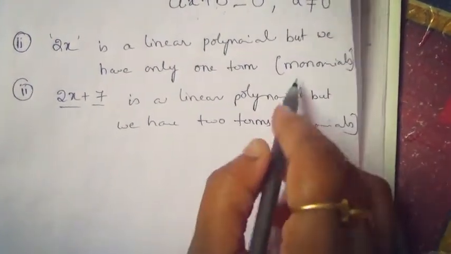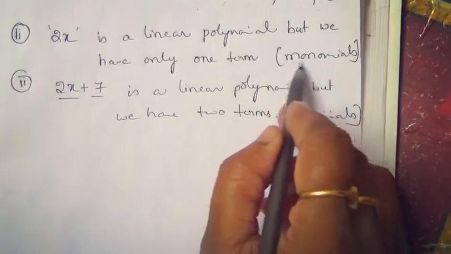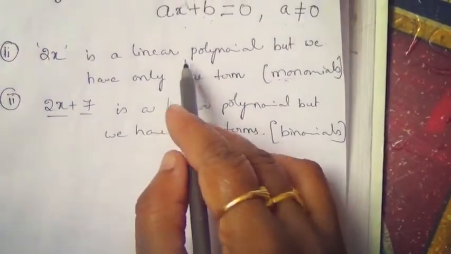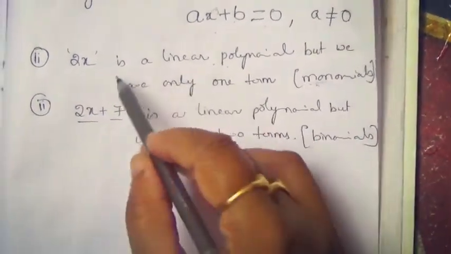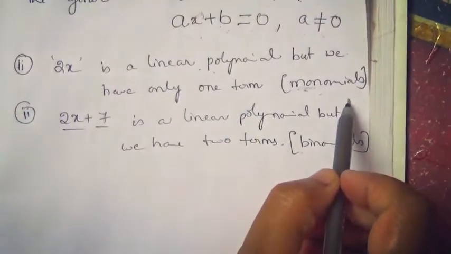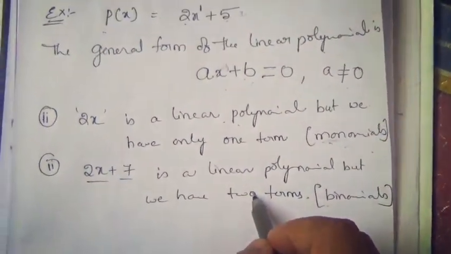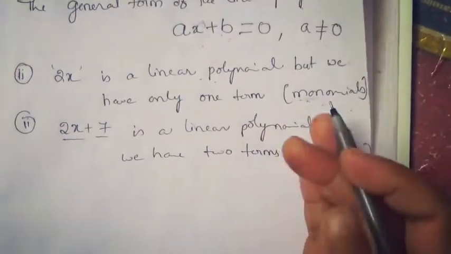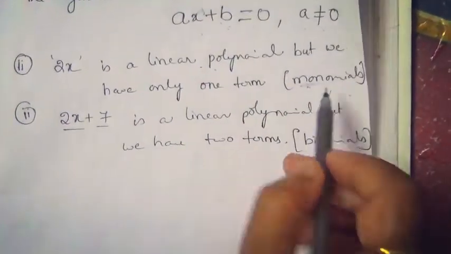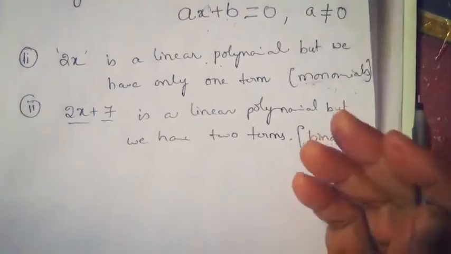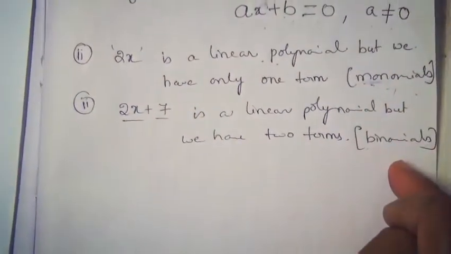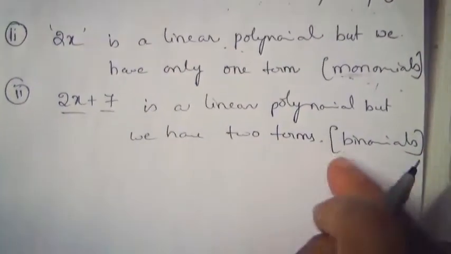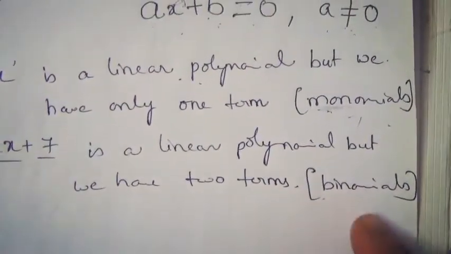Bi means 2. Mono means 1. Mono means only a single term, but it is linear. For this kind of polynomial we call it a monomial. Not only linear polynomials, but quadratic and cubic polynomials can also be expressed as monomials, binomials, trinomials, multinomials, right? So linear polynomials can be expressed in 2 different ways, monomial and binomial. Bi means 2 terms; when we have 2 terms, we call it a binomial.